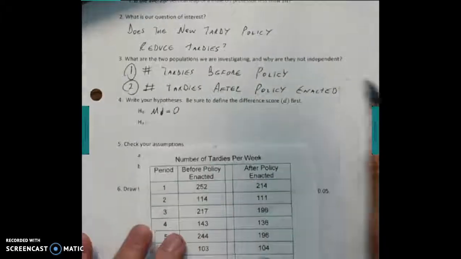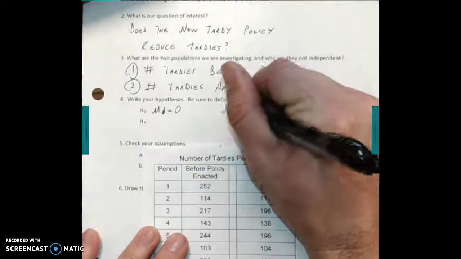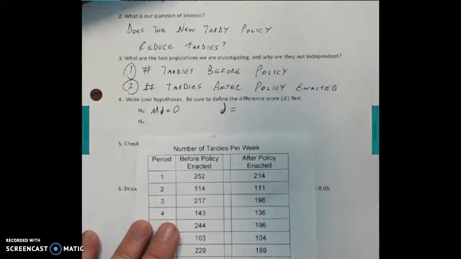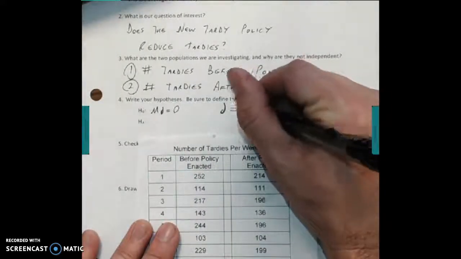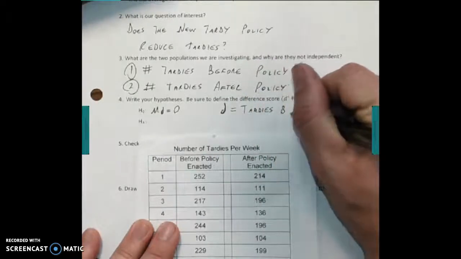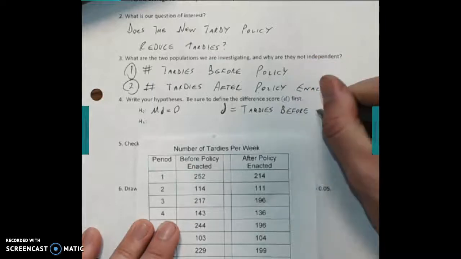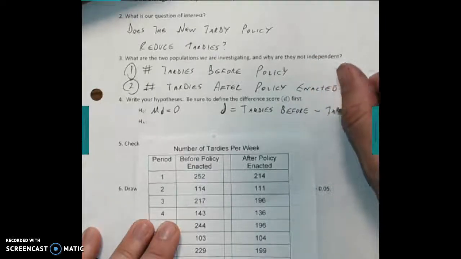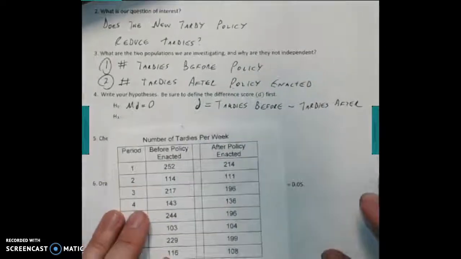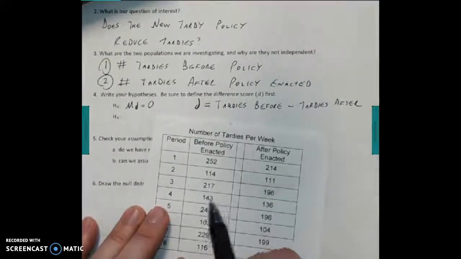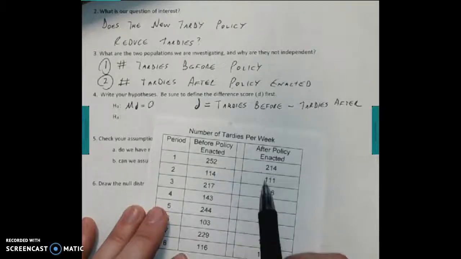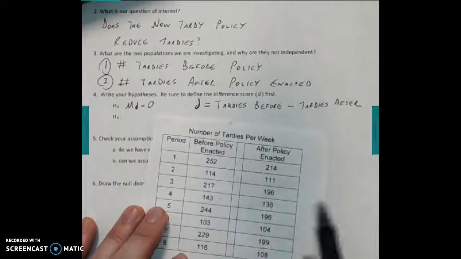What's important to do is to define what this d stands for, what this difference is. And I think what we want to do is the number of tardies before minus the number of tardies after. So essentially I'm going to take this first column and subtract the second column. I've got to do 252 minus 214, 143 minus 136.